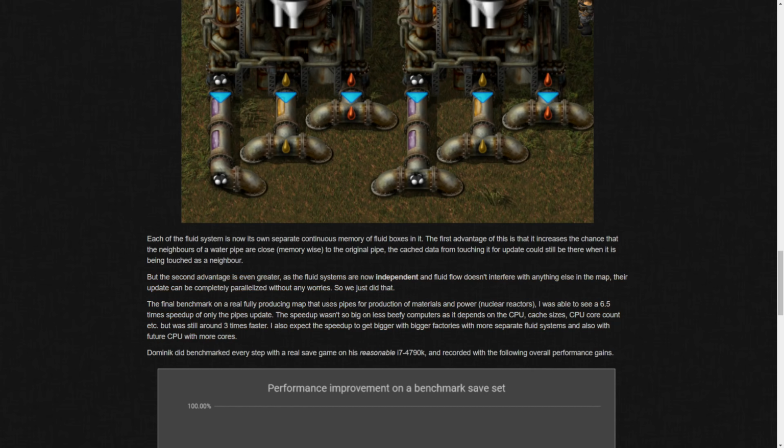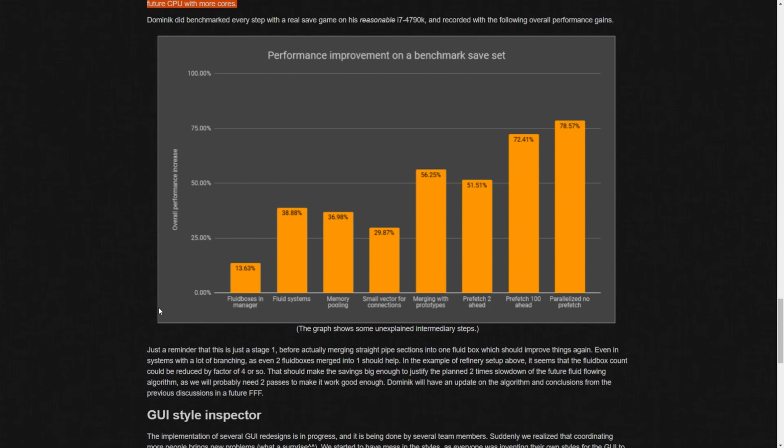Yeah, exactly. So if they could do this with belts or bots or other parts of the game to make more of it parallelized and multi-threaded, that would be huge. Because then your core numbers would actually be really impactful.